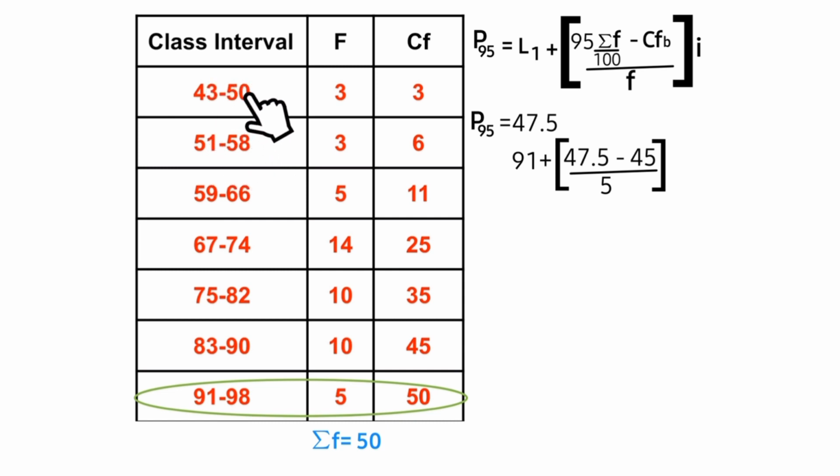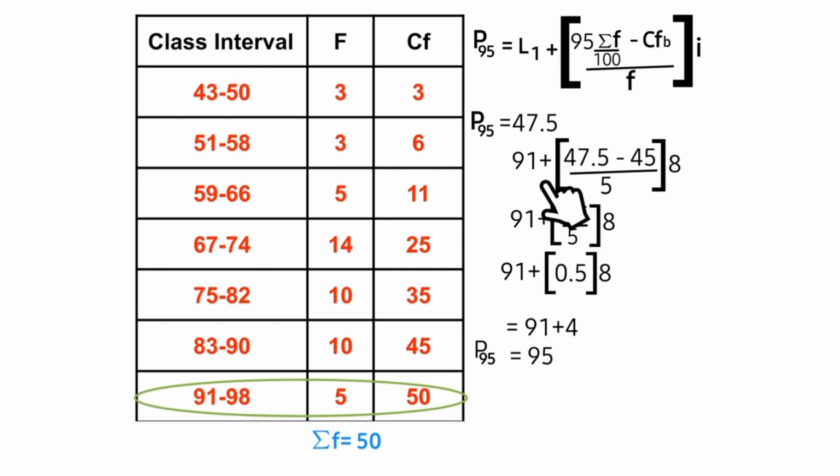Doing the basic simplification here, 91 plus 47.5 minus 45 gives 2.5, over 5, times 8. 91 plus 2.5 divided by 5 gives 0.5, times 8. 91 plus 0.5 times 8 gives 4. So the 95th percentile of the mass is 95.